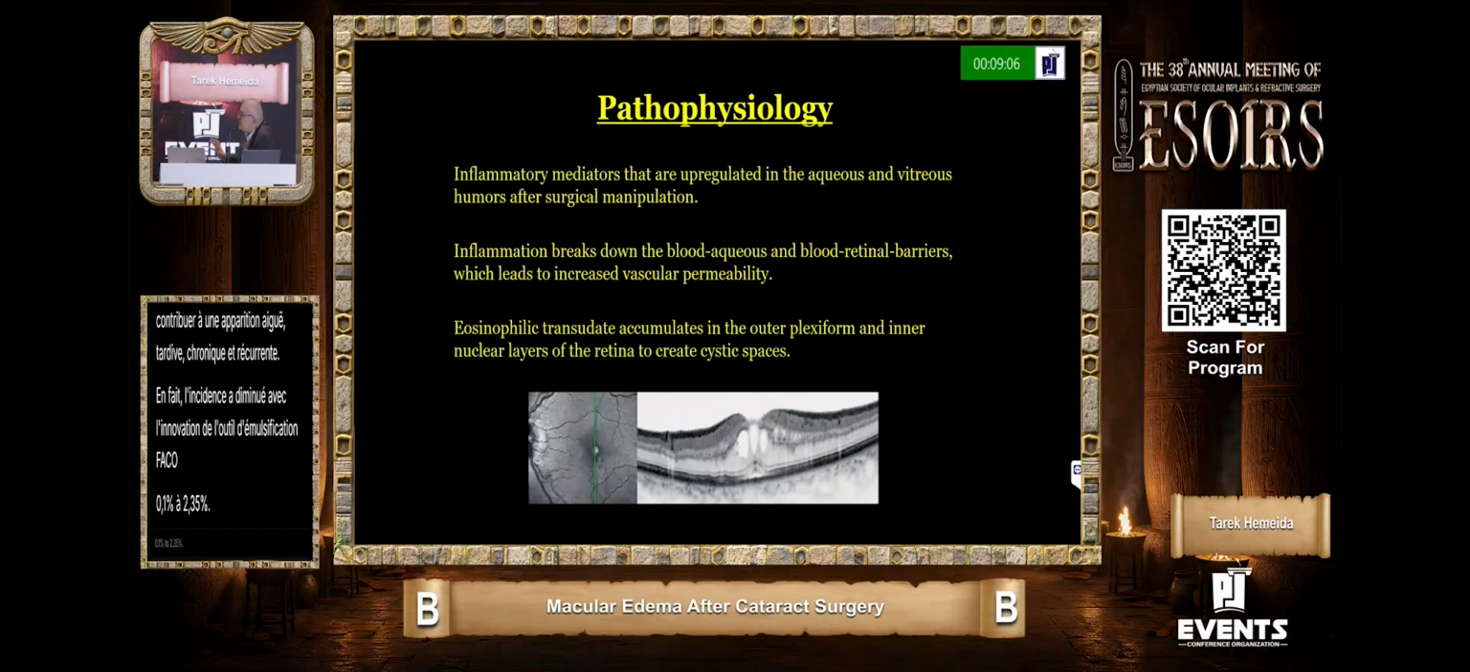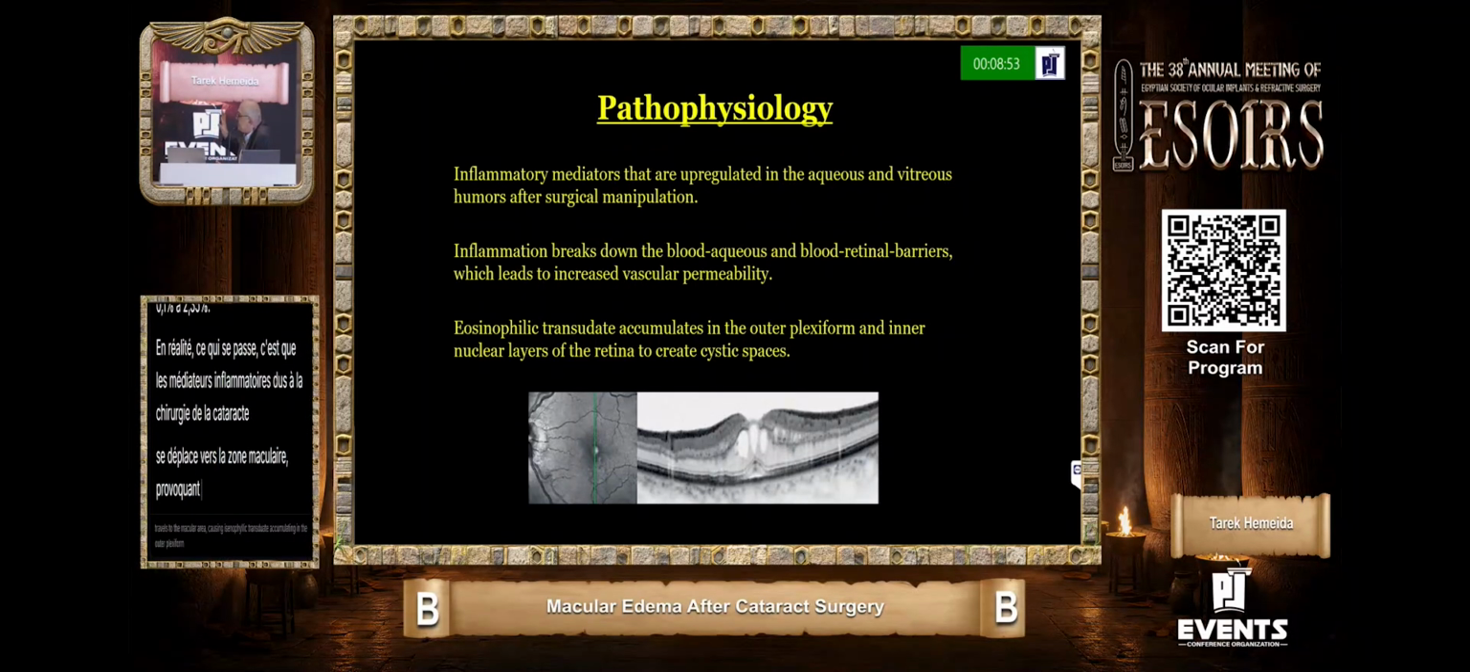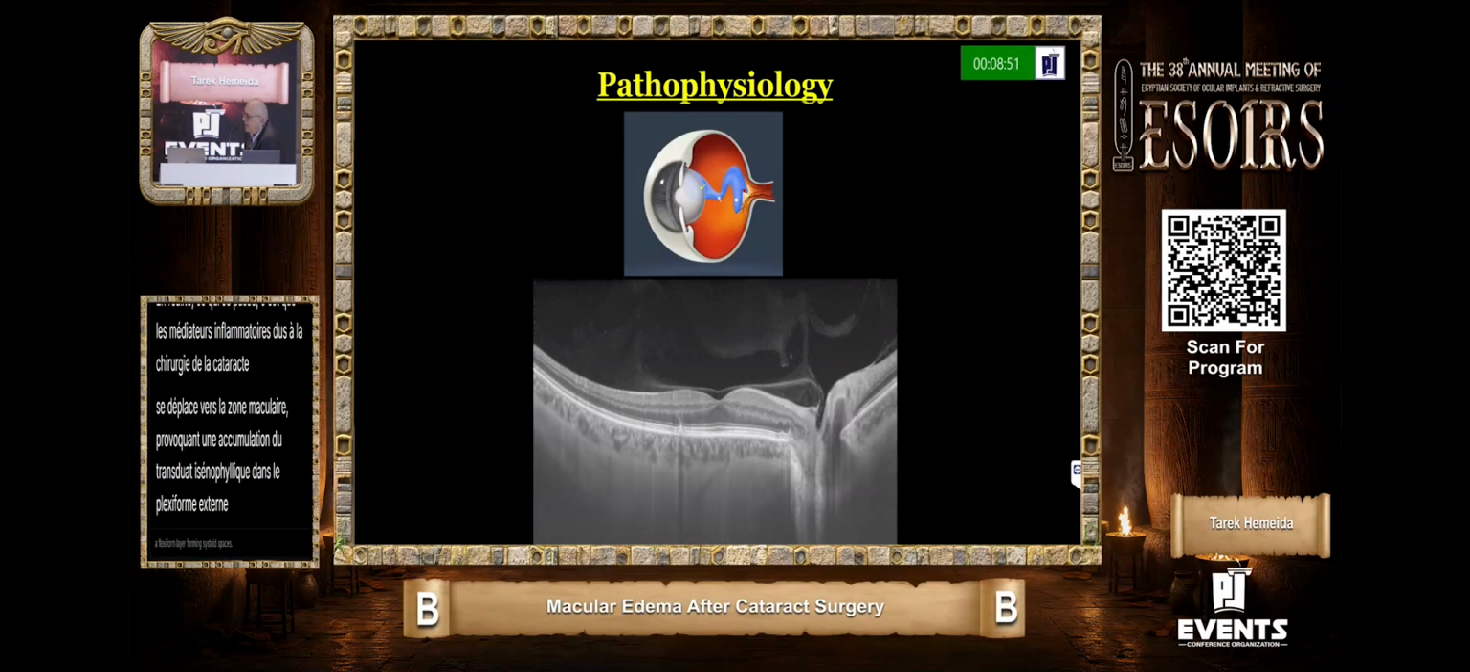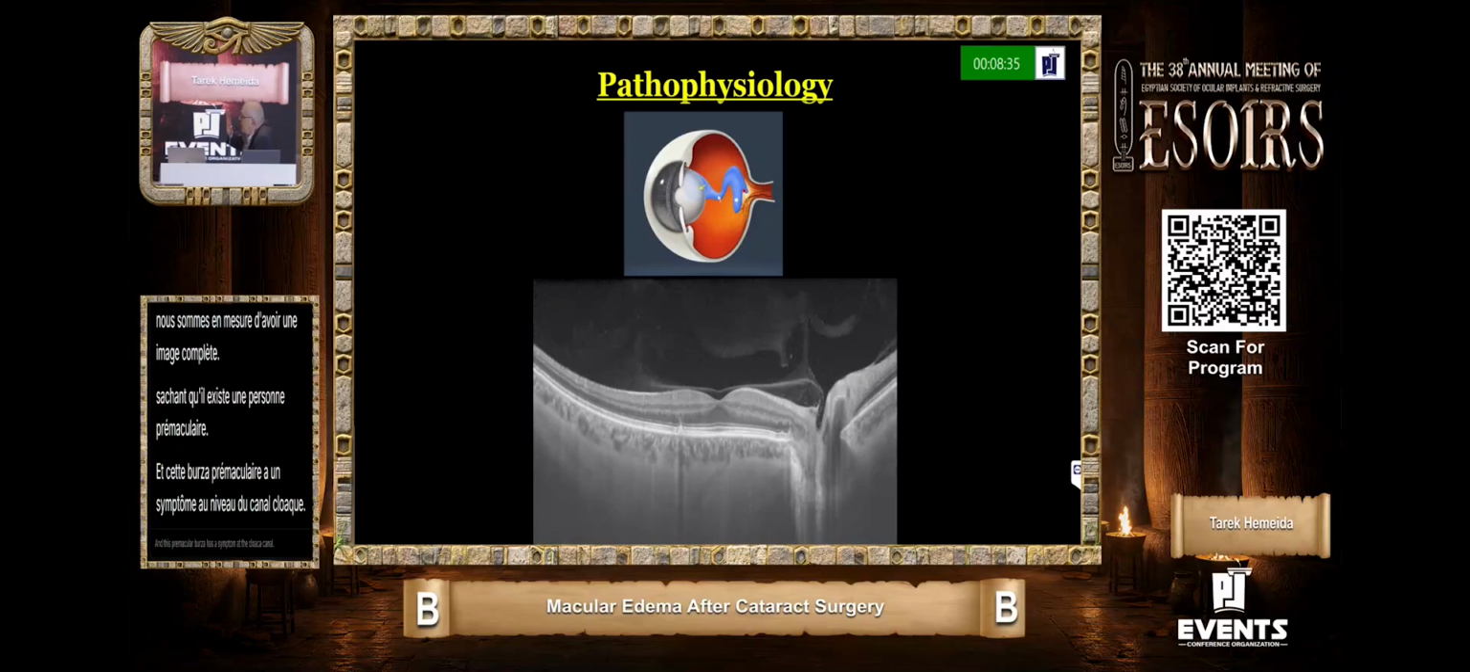Actually, what happens is that inflammatory mediators due to cataract surgery travel to the macular area, causing eosinophilic transudate accumulating in the outer plexiform and inner plexiform layer, forming cystoid spaces. With the advance of OCT, we are able to have a full-depth image, showing that there is a premacular bursa. This premacular bursa has a septum at the cloacae canal. It is present in 80% of cases. In 20% of the cases you don't find this septum, and hence the problem comes from.